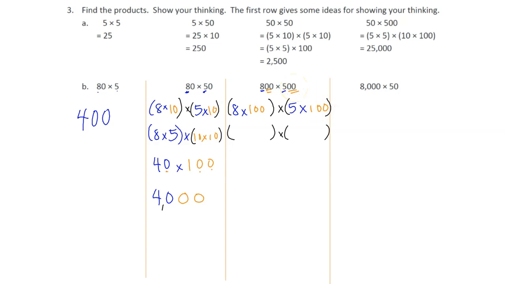Using my associative property, just get those blue numbers together. So I have 8 times 5. I want to do that because I know that that's equal to 40. Then I'm going to say, well, let's go ahead and multiply 100 times 100. And I know that that's going to be equal to 10,000. 1, 2, 3, 4 zeros. 1, 2, 3, 4. Alright?